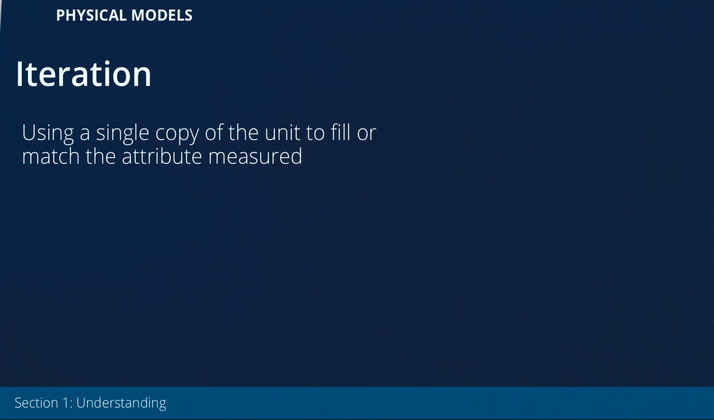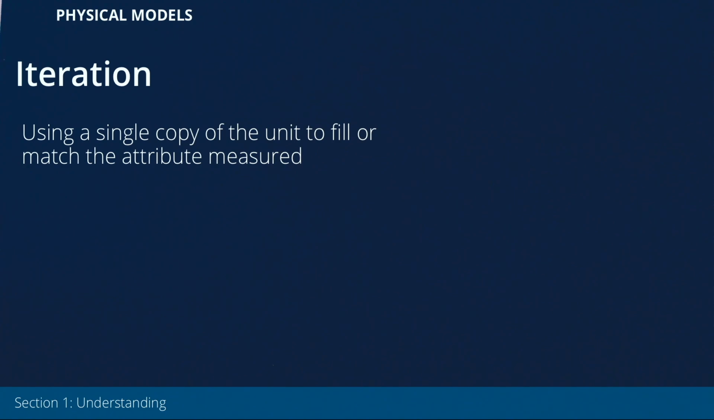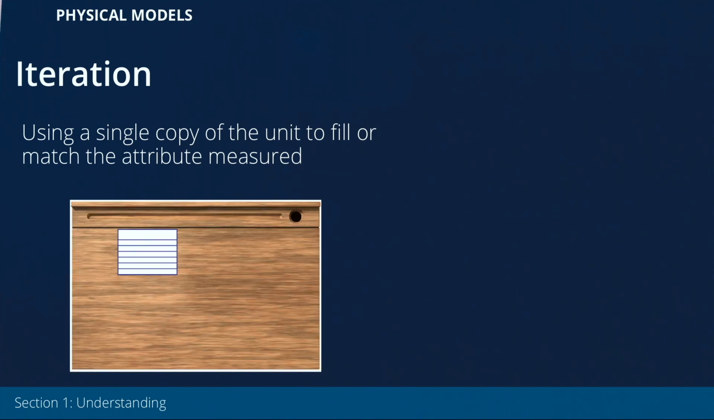Here's where I use a single copy of the unit to then figure out how to measure something. So maybe I think about this desk and I want to figure out the length of this desk in index cards. I'm going to go back to this example so we see it again. So I'm going to iterate. I'm going to use that index card once and then move it over twice, move it over a third time, move it over a fourth time. And if I keep track of those counts, the length of this desk is 1, 2, 3, 4 index cards.